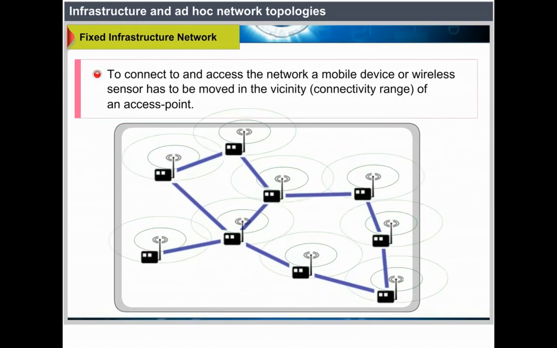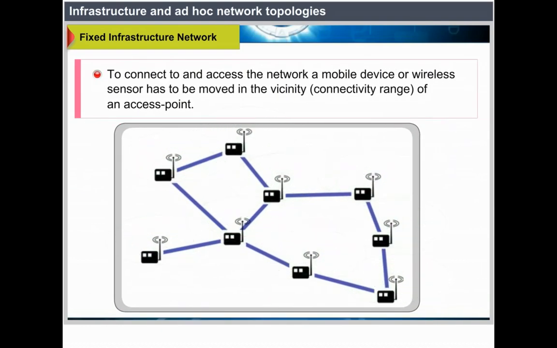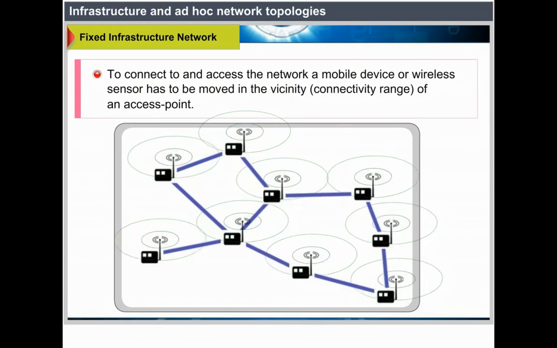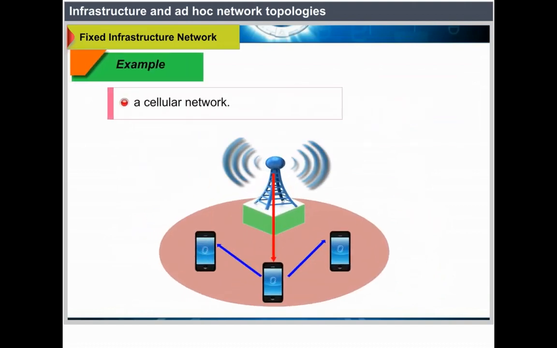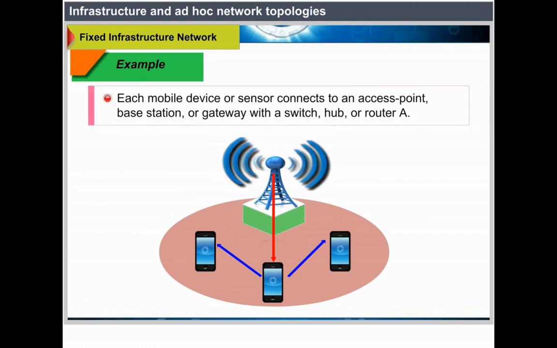To connect to and access the network, a mobile device or wireless sensor has to be moved in the vicinity connectivity range of an access point. Example, a cellular network. Each mobile device or sensor connects to an access point, base station or gateway with a switch, hub or router.